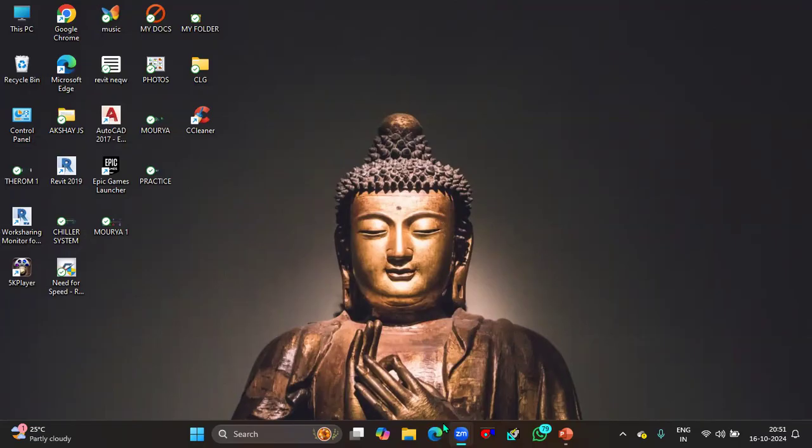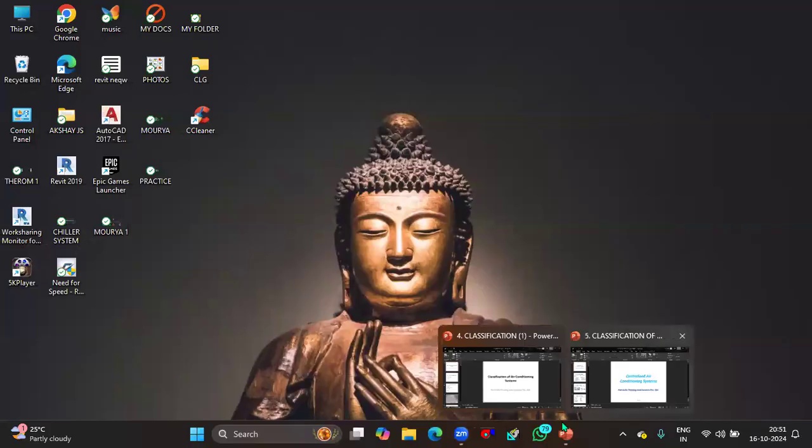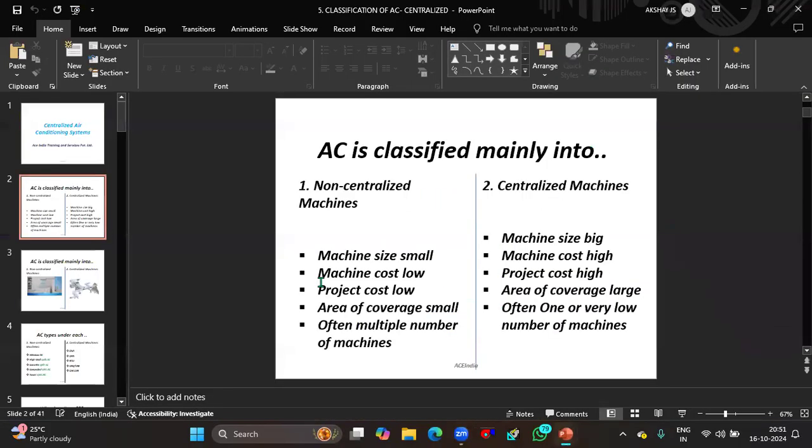Generally, air conditioning systems are classified into two types, which are non-centralized systems and centralized systems. Now we can see the comparison between the non-centralized machine and the centralized machine. In the case of a non-centralized machine, you can see right here that the machine size should be small, machine cost should be low, project cost should be low, and the coverage area also should be small. That means the area of coverage, or in other words, the air throw length, also should be comparatively lesser.